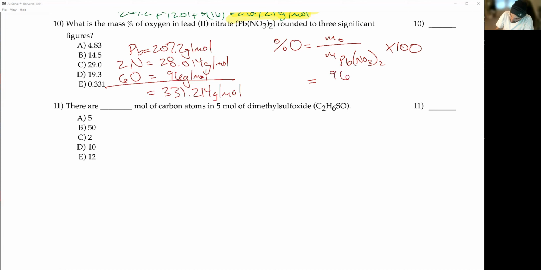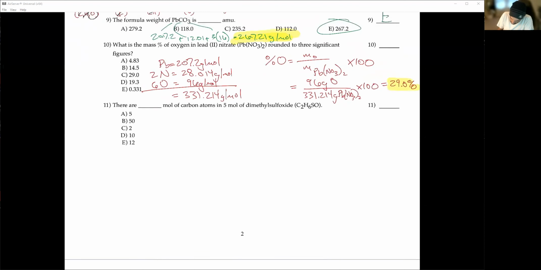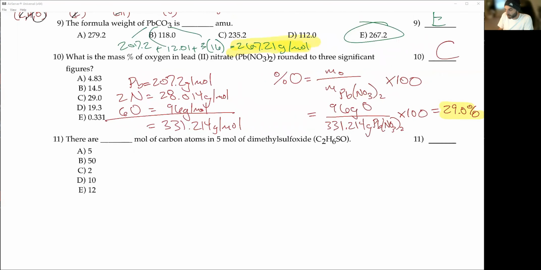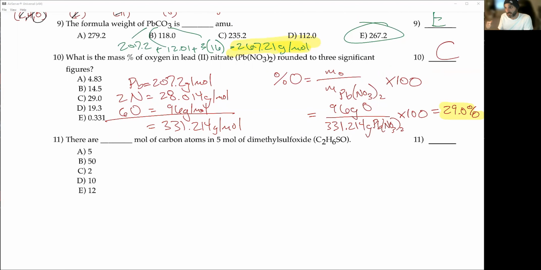So 96 grams of oxygen over 331.214 grams of lead nitrate times 100 gives me an answer of 29.0%. That's what we should end up with, 29.0%. Okay. Yeah, so that's pretty much it. These percents are pretty easy. We're going actually kind of the other way around, which should make it much, much simpler.